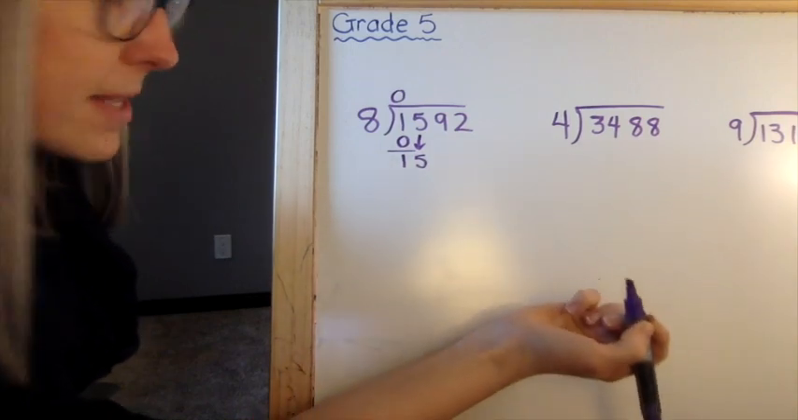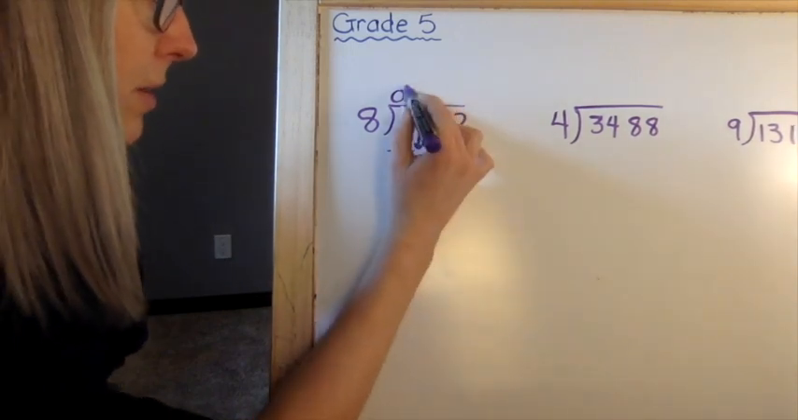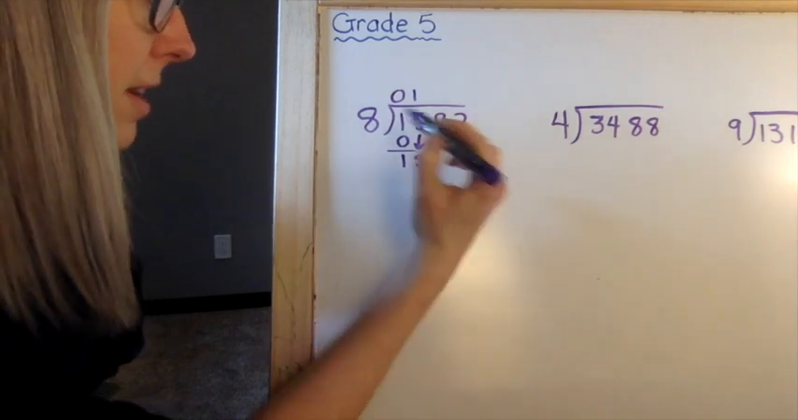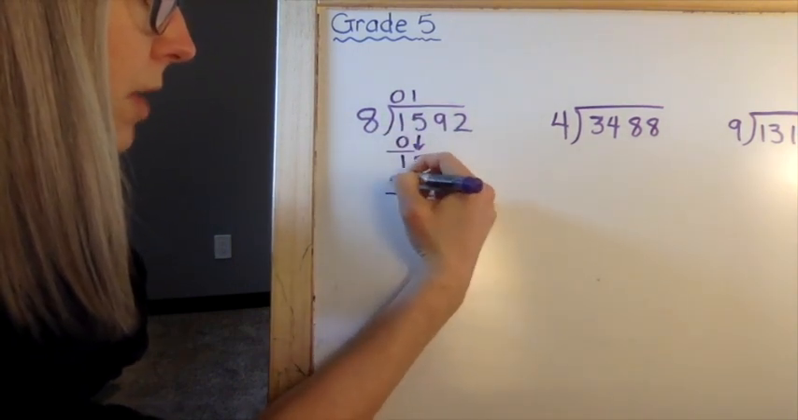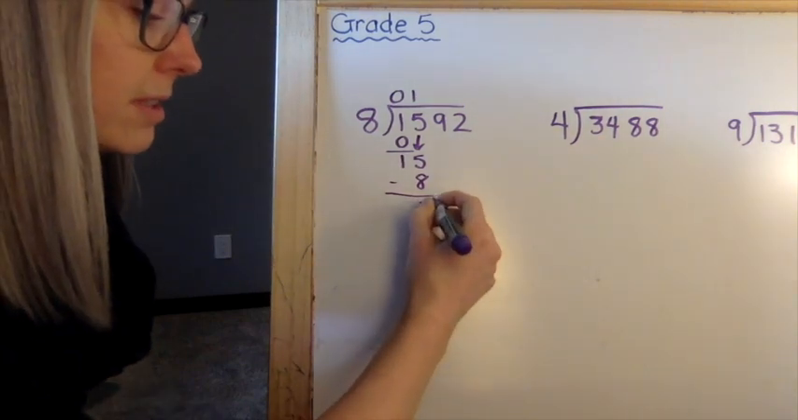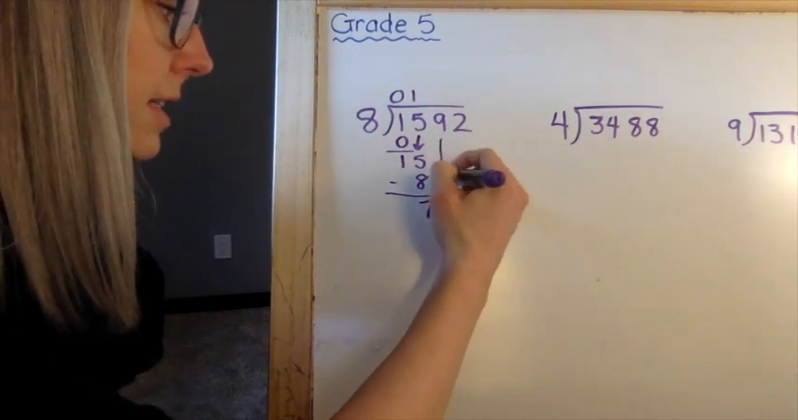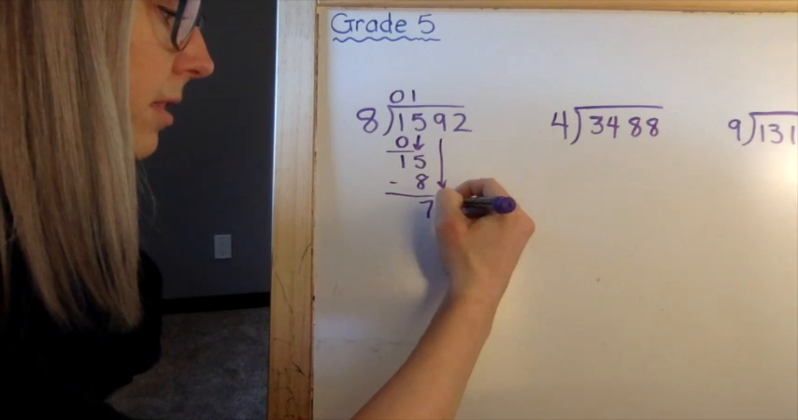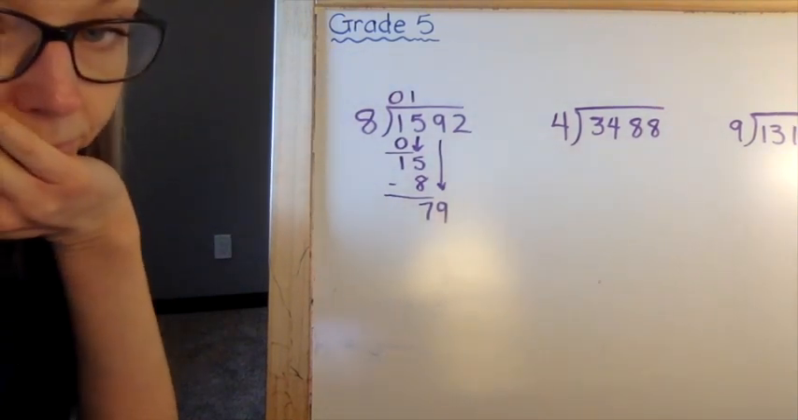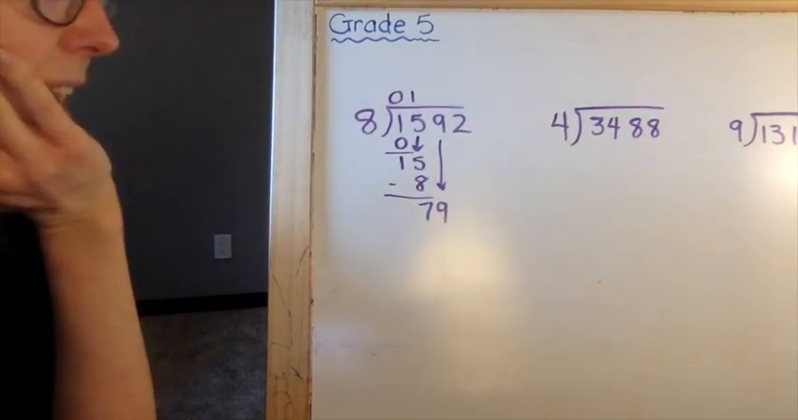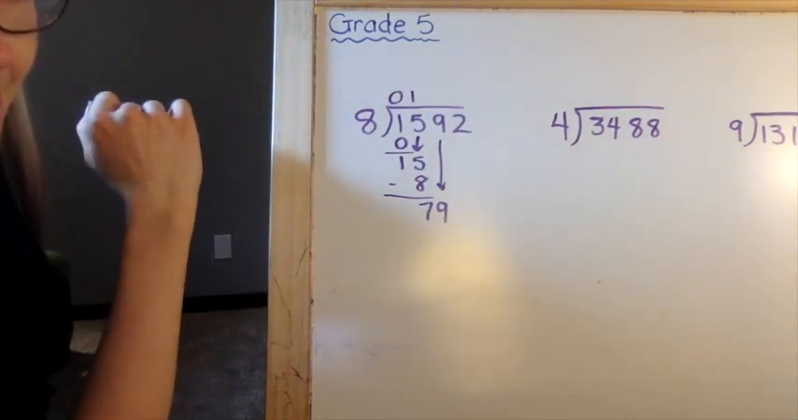Now, how many times does 8 go into 15? It only goes in 1 time, believe it or not. 8 times 1 is 8. I'm going to subtract to find the difference, which is 7. Then I'm going to bring down this 9. And now you need to think, how many times does 8 go into 79? Well, I know 8 times 10 is 80, so I think it's going to go in 9 times.